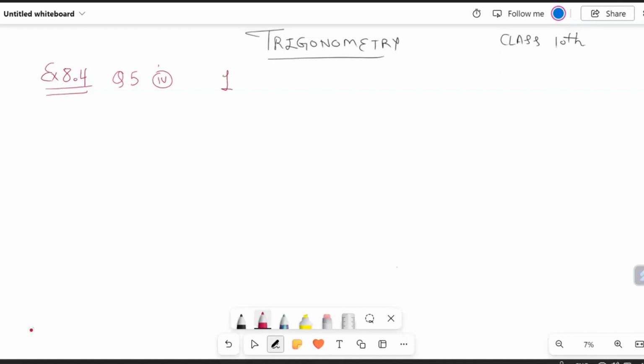Now the question number 4 is (1 plus sec A) divided by sec A is equal to sin square A divided by (1 minus cos A). The hint is also given. You have to simplify LHS and RHS separately. We have to simplify this separately. Okay, we can do that.